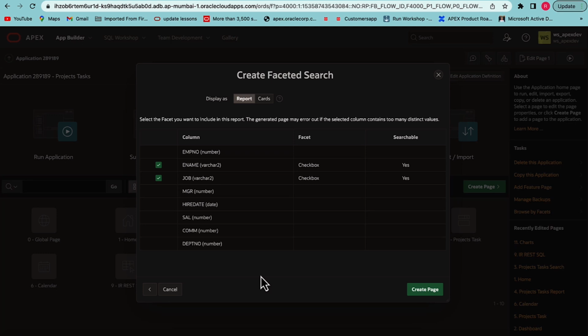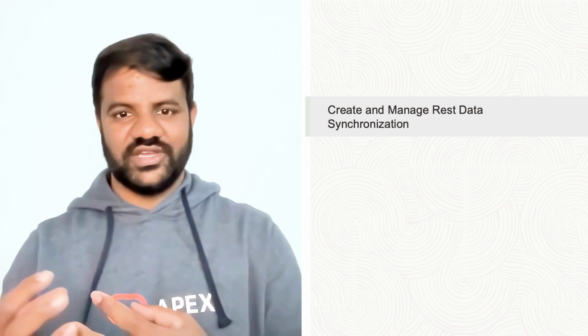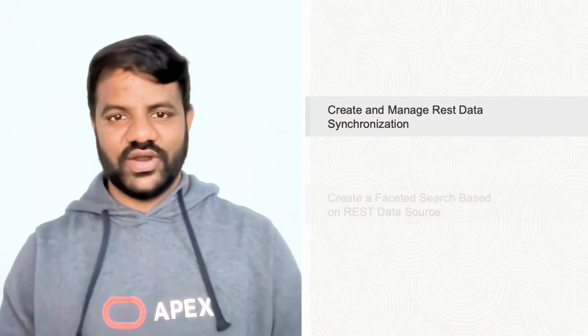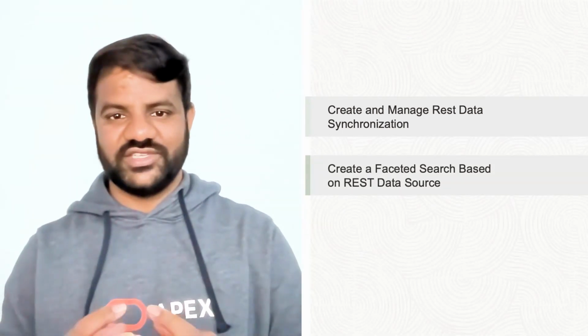Apex maintains a dictionary cache containing information about table columns, foreign keys, and actual data. Based on this cache, Apex can propose appropriate facets and create them automatically. Click Create Page. In this lesson, you learned how to create and manage REST data synchronization, and you also learned how to create a Faceted search based on REST data source.